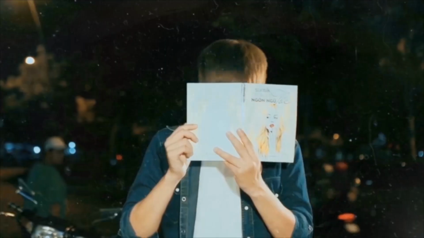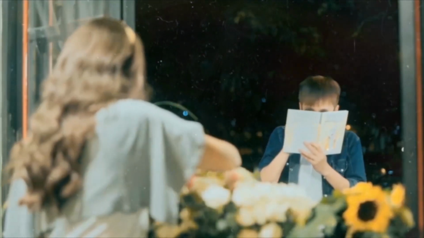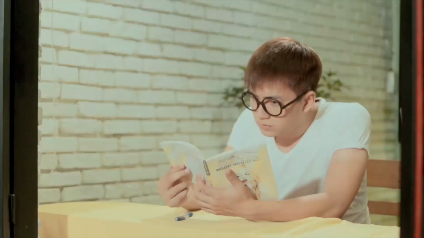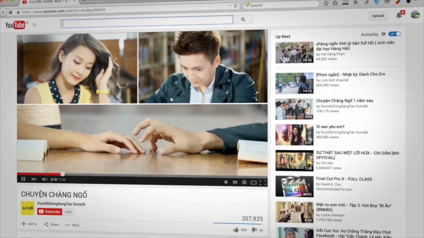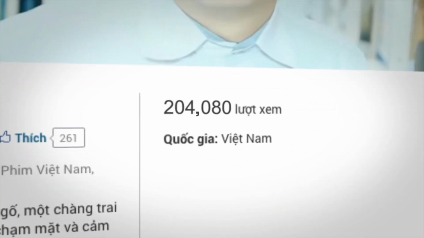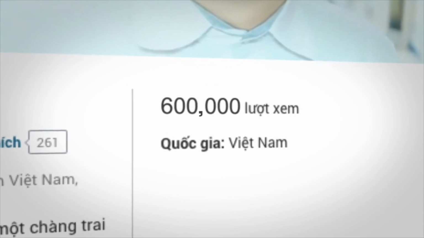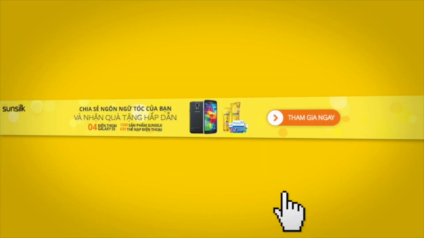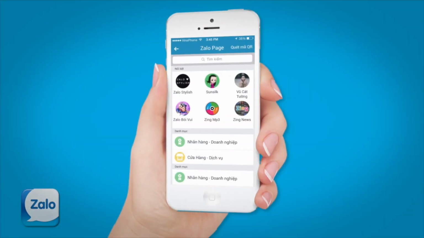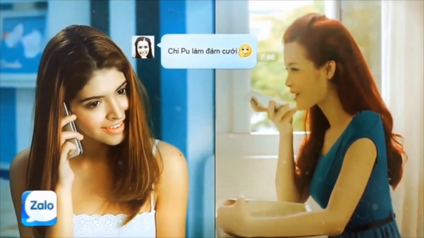The campaign kicked off with a story about a cute geek who was attracted to a pretty girl, but couldn't understand the subtle gestures that she used to express herself. The short film was broadcast and promoted on YouTube and Zing TV, receiving more than 600,000 views in the first month. From there, we engaged with online banners, driving our target audience to our Sunsilk campaign Zalo page, the favorite app of our target audience.